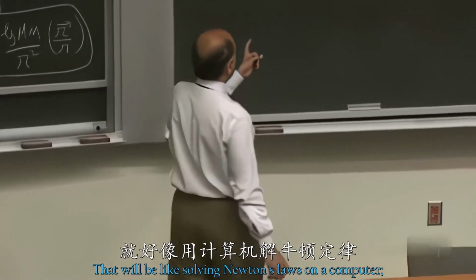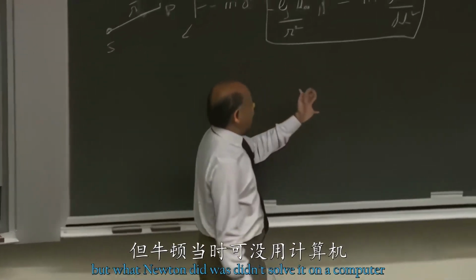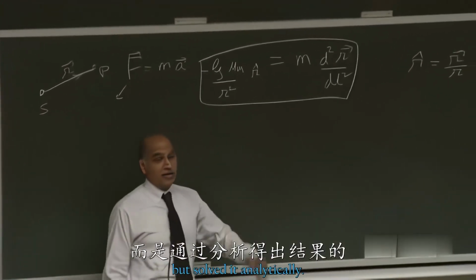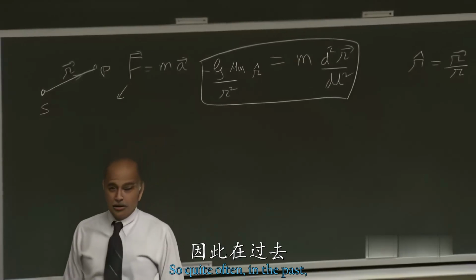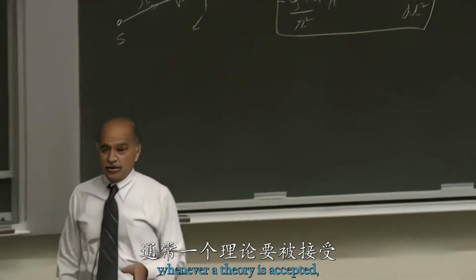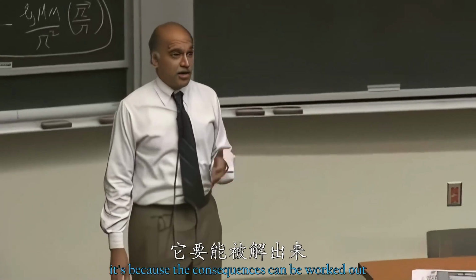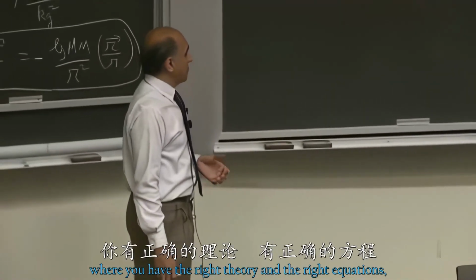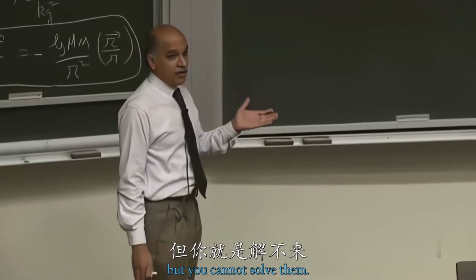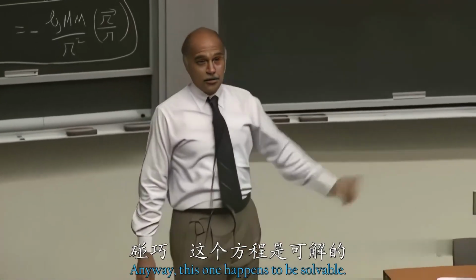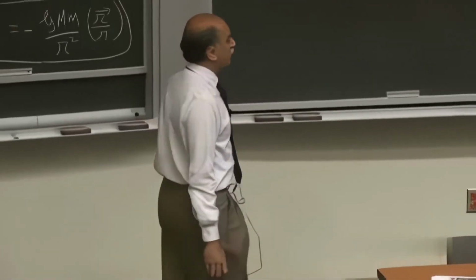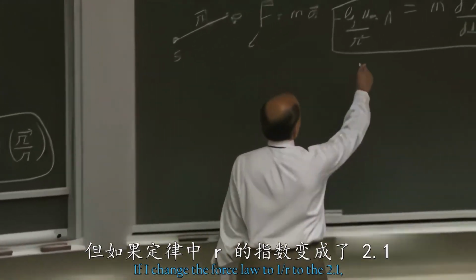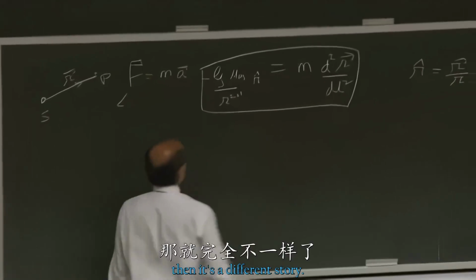That would be like solving Newton's laws on a computer, but what Newton did was not solve it on the computer, but solve it analytically. So quite often, in the past, whenever a theory is accepted, it's because the consequences can be worked out and compared to experiment. But you could be in a position where you have the right theory and the right equations, but you cannot solve them. Anyway, this one happens to be solvable. If I change the force law to 1 over r to the 2.1, then it's a different story.